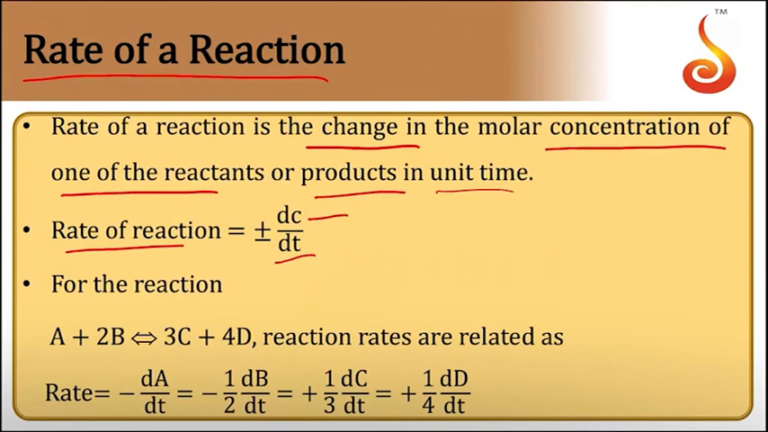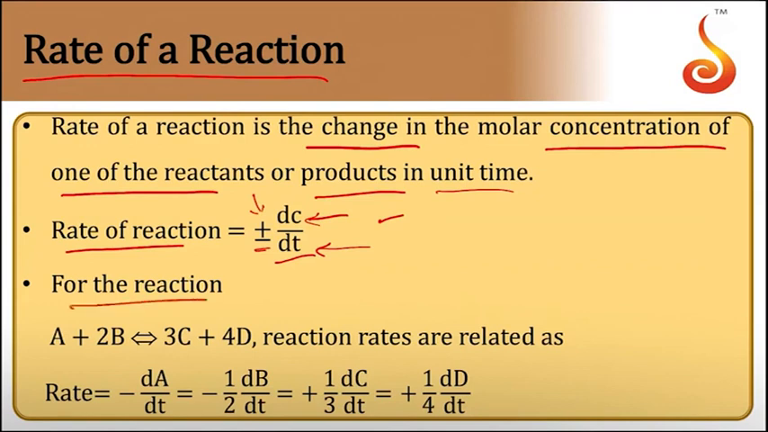Here dc stands for the change in the concentration and dt stands for the time interval. So dc by dt is the change in the concentration per unit time. Coming to the plus or minus sign: as the time runs, the concentration of reactants gets reduced, therefore the minus sign is used with respect to reactants. And as the time runs, the concentration of products increases, and therefore the plus sign is used with respect to products. Finally, plus or minus dc by dt is used so that it includes both.